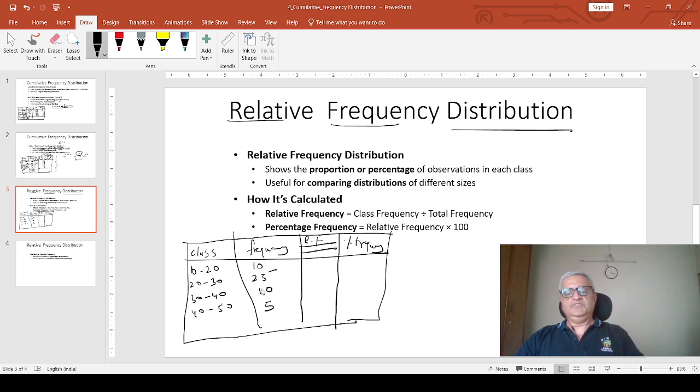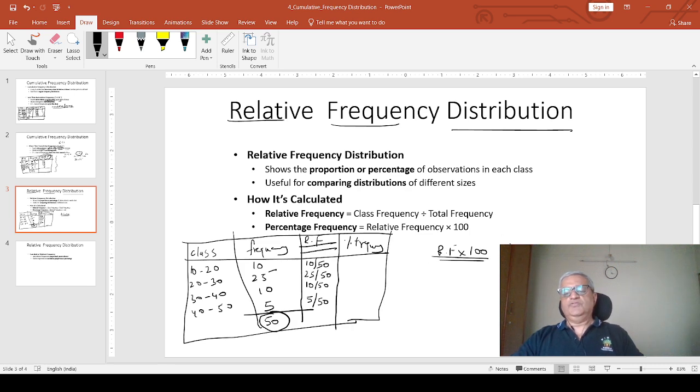So what is relative frequency? The total here is 50. So relative frequency is calculated as 10 divided by 50, 25 divided by 50. This 50 is the total number of data elements. Third is 10 divided by 50, and fourth is 5 divided by 50. So this is relative frequency. And what is the percentage? Percentage is nothing but relative frequency multiplied by 100.